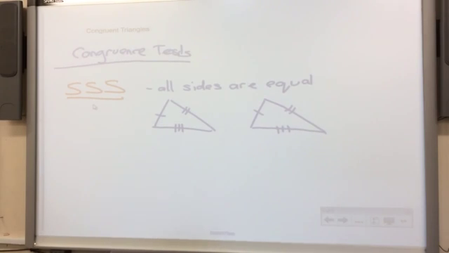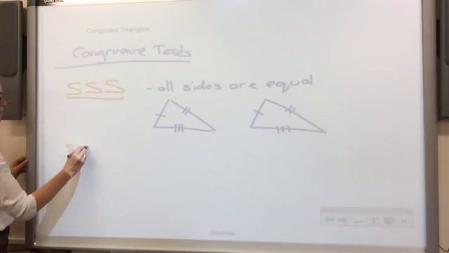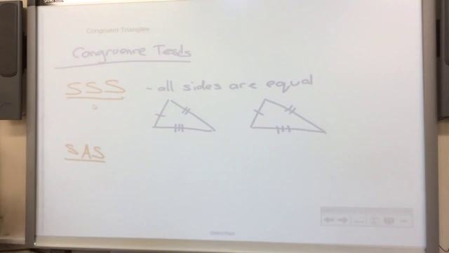Okay, the second test is two sides and the angle between them are the same. So we call this test SAS. It's really important, the order. The A must be in the middle, because we don't want the A at the front.